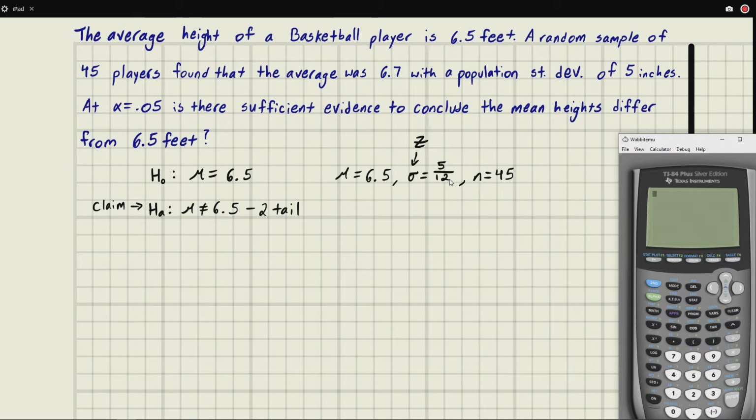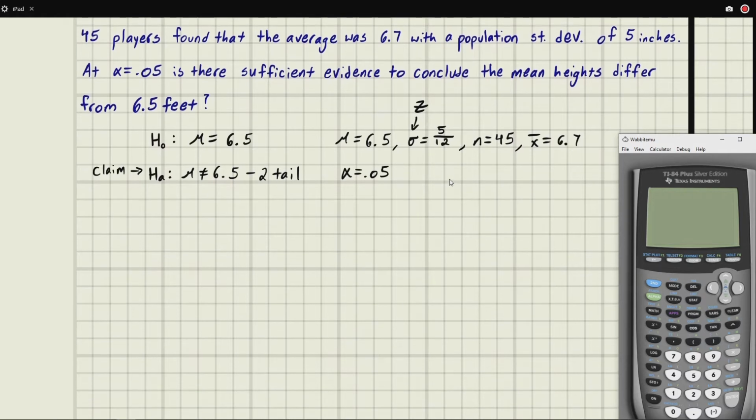And we were told that the sample average was 6.7 feet. So x bar is 6.7. And then we're given an alpha of 0.05, the level of significance. I've done so many of these questions with an alpha of 0.05 that I have memorized the critical values. This gives us a critical value of plus or minus, since it's two-tail, 1.96. I will show how to get this, I just happen to know this off the top of my head at this point.